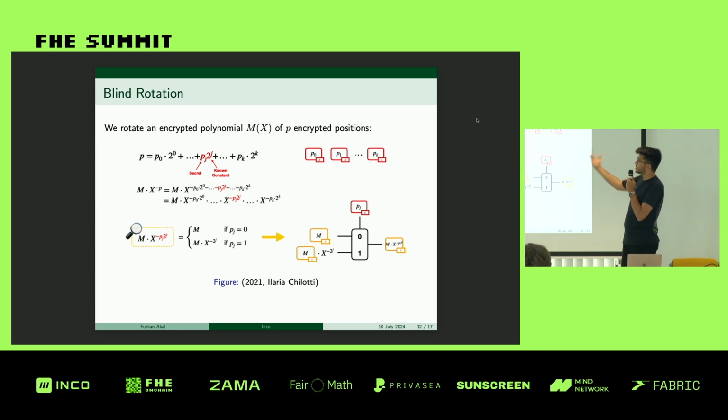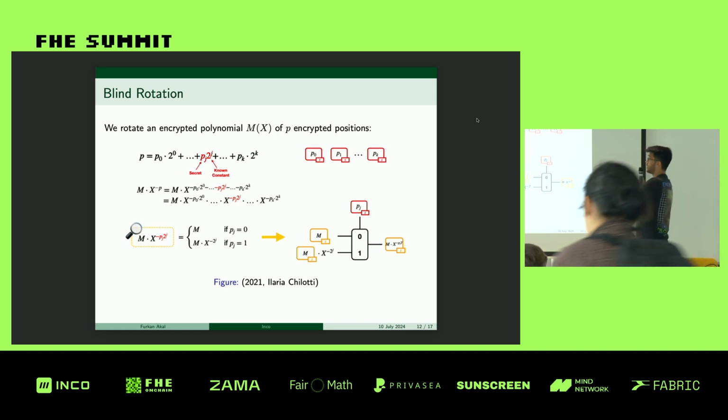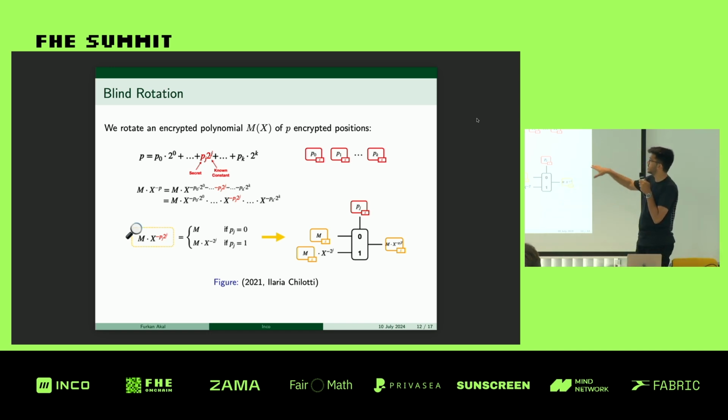So we represent p in binary form. All p0 to pk are either zeros or ones, so it's sort of a linear combination of binary. And our CMUX, if any pj in index j is 0, then it will output m. If it's 1, it outputs x to the minus 2 to the j times m. So at the end of the day, when we multiply the message by x to the minus p, we get exactly the pth position's coefficient at the left, at the most significant bits. This is the idea, but this is not a one-time process. It needs an iteration, which we will see.